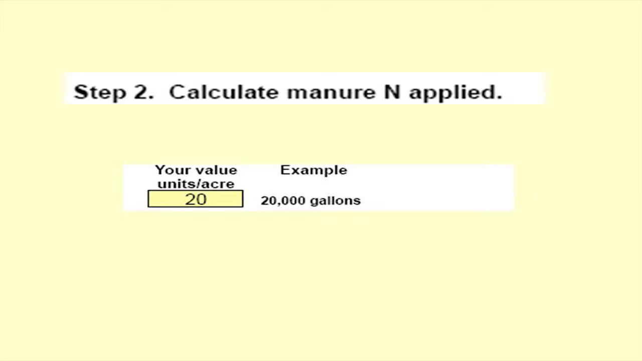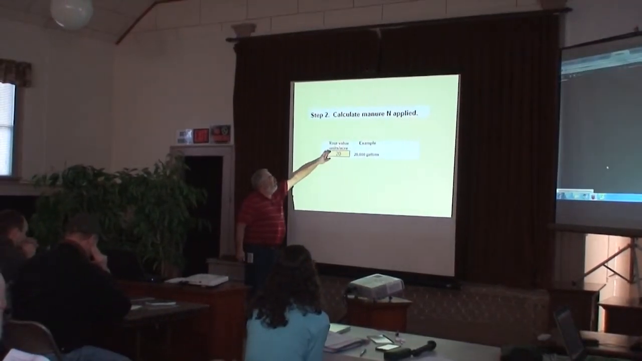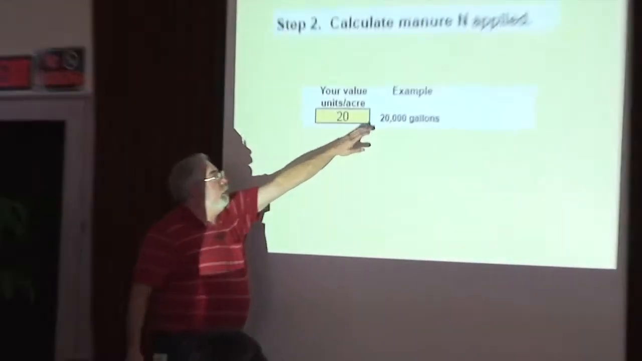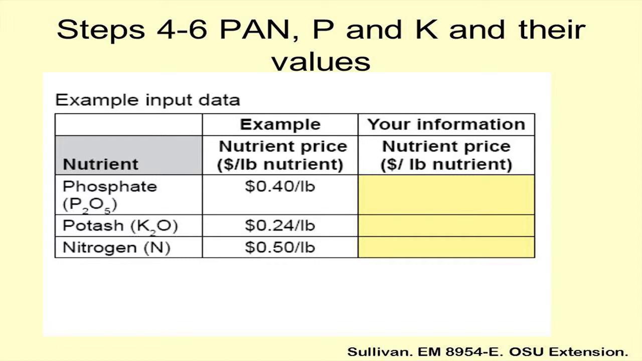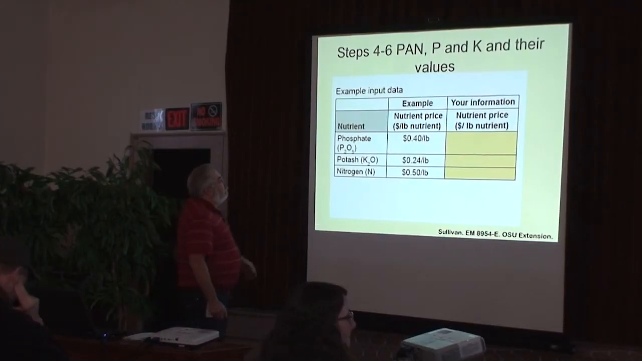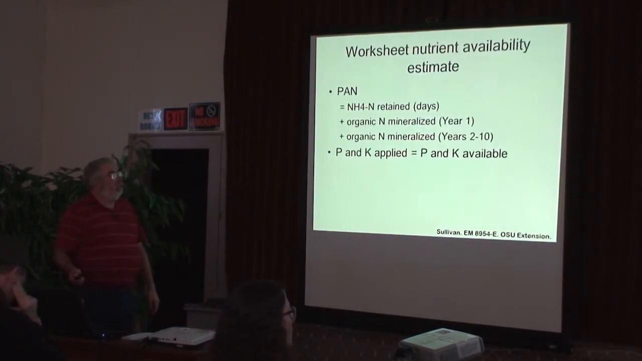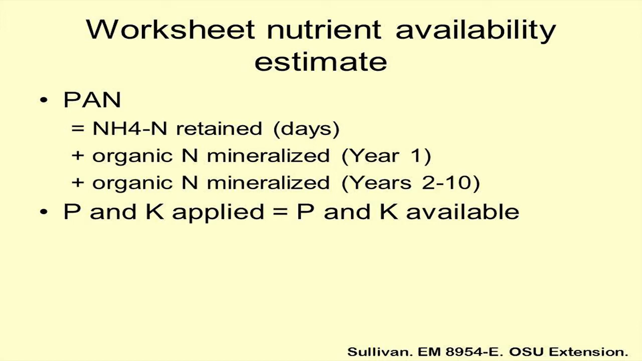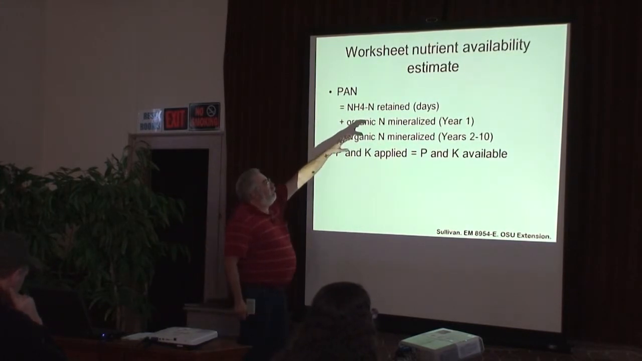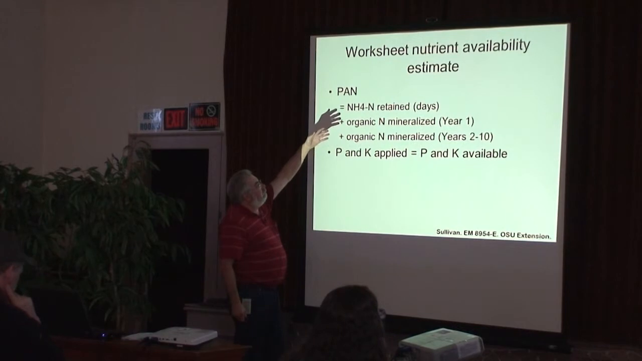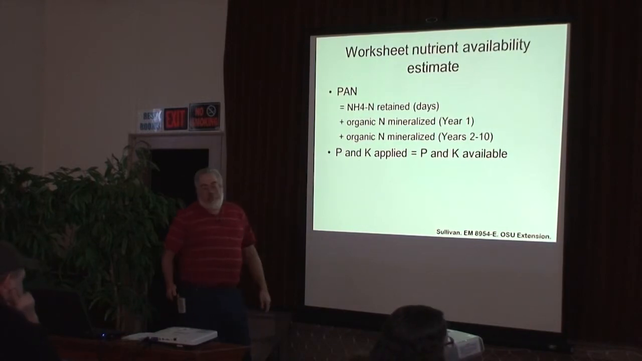Then you need to figure out how much available manure you may want to apply. So this is units per acre, 1,000 gallons; for 20,000 gallons, you enter 20. And then this is the cost piece. If you know how much your nutrient is costing you, you can enter it in there, and it'll tell you how much value you're getting out of it. Okay? And then it'll give you an estimate of plant available nitrogen for how much ammonium is retained in days, and how much is mineralized the first year, and then mineralized years 2 through 10. It also looks at P and K that is applied and the availability of it.